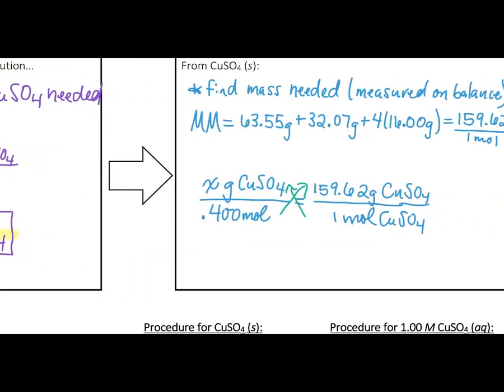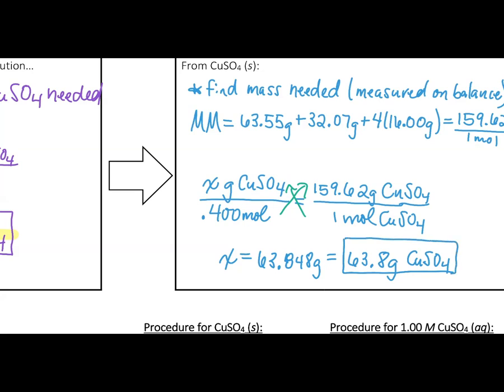So when we do this, 0.4 times 159.62, we get 63.48 grams, which to 3 sig figs is 63.8 grams CuSO4. And that would be the mass that we would measure out on a balance.